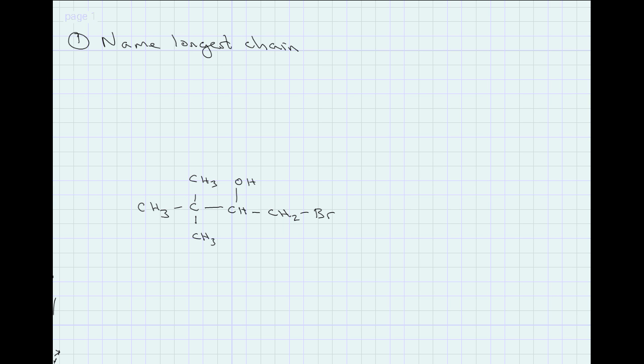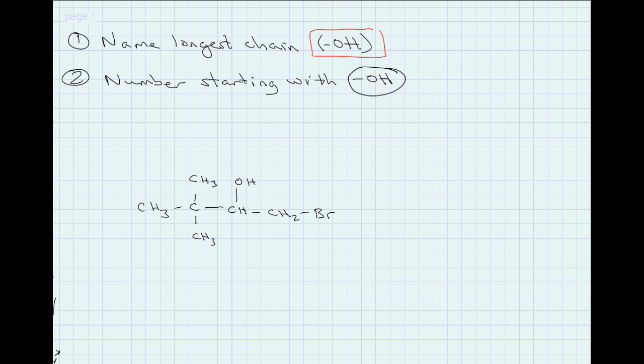And it's the longest chain that contains the OH group. So we're going to be looking for that OH group when we're finding that longest chain. That's going to be key. Number 2, we're going to number the longest chain, starting at the end with the hydroxyl group. We're always going to number starting with the OH, or hydroxyl, group. So you can see, again, a lot of attention goes to the hydroxyl group.